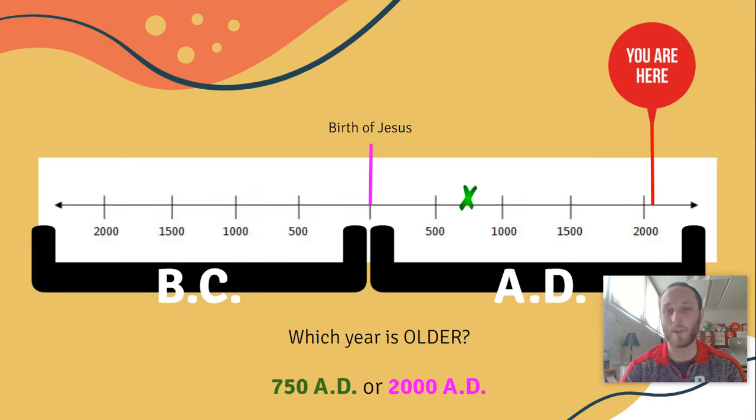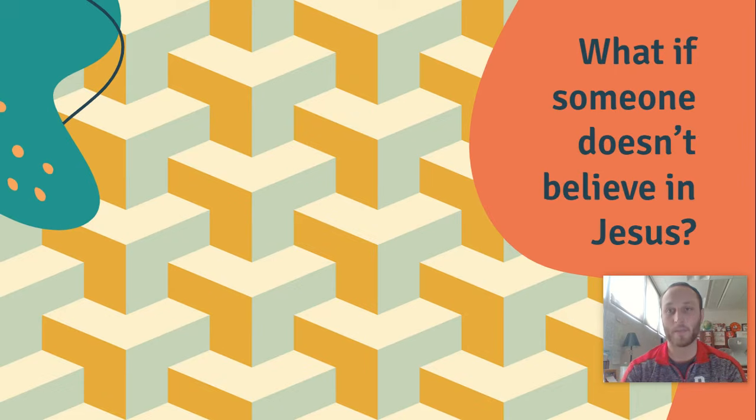750 would be right between 500 and 1000 AD, and 2000 was just 21 years ago, right? So obviously that green X or 750 AD is older. Okay, so that was a few practice questions with BC and AD.